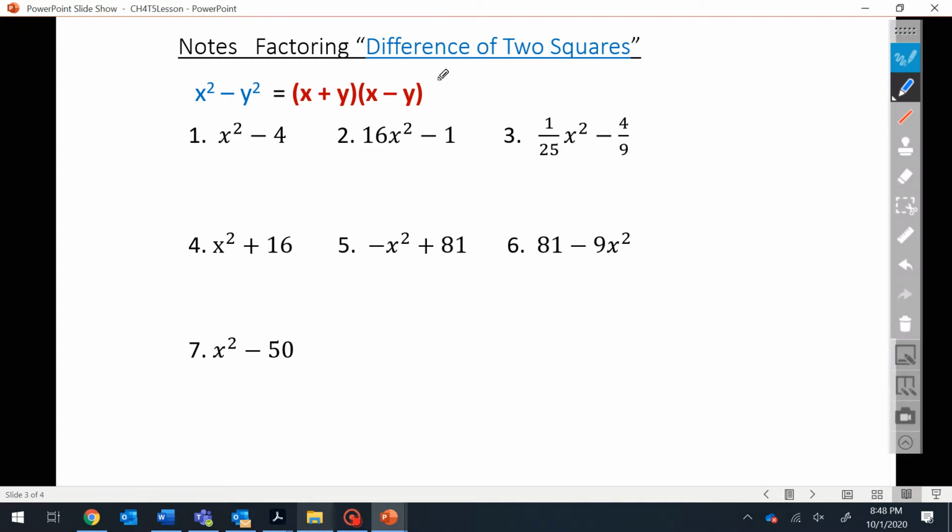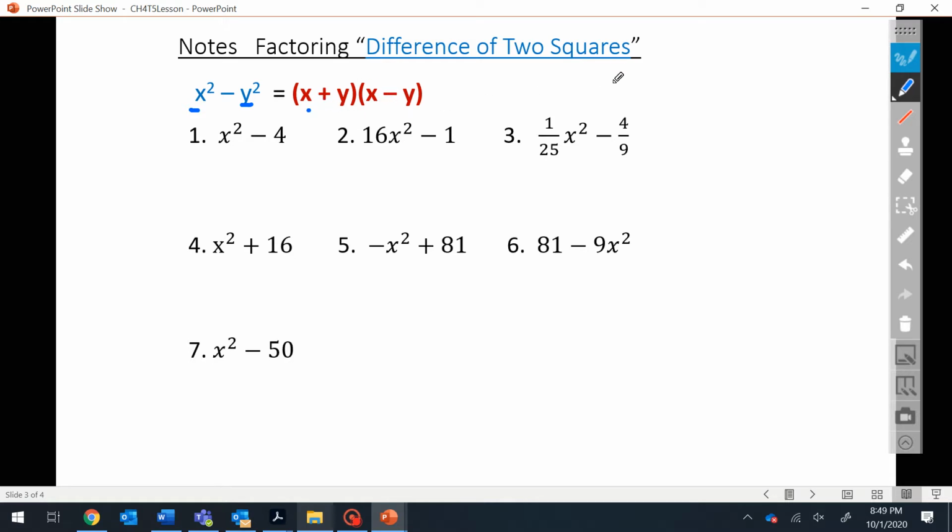And what this means is that this is a special type of factoring that we can do if we have 2 squares subtracted. So we have x squared minus y squared. Then this can factor into 2 distinct factors, 2 binomials, x plus y times x minus y.